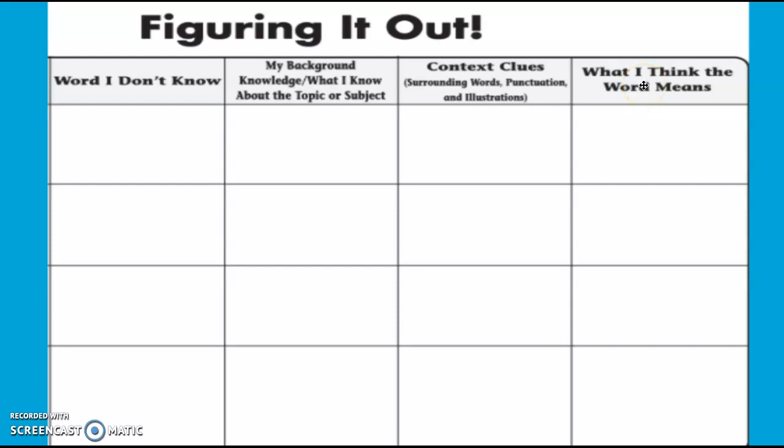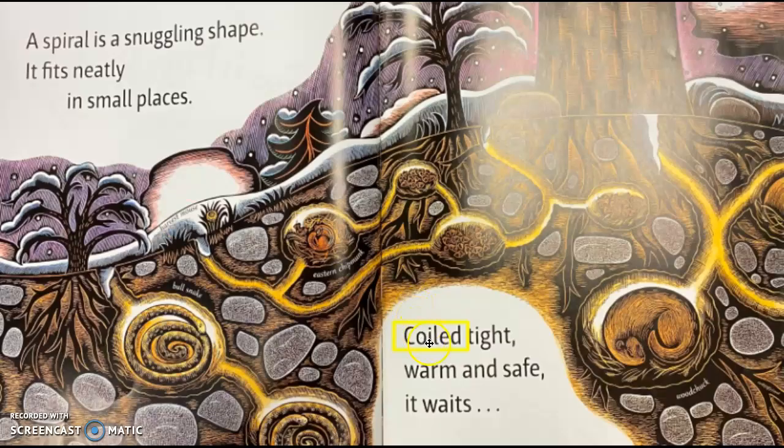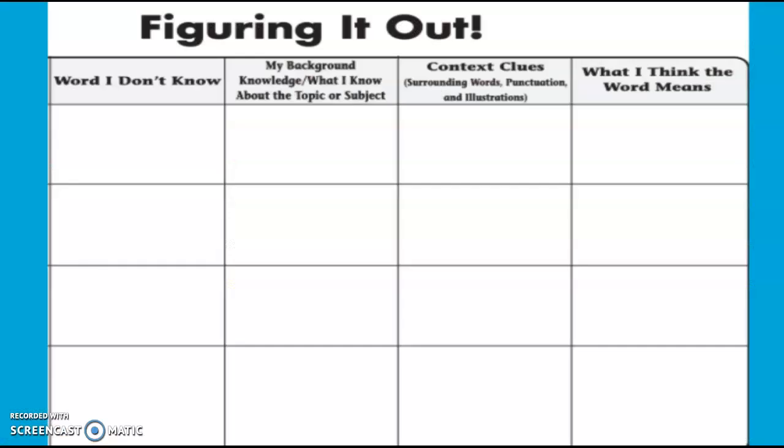But we're going to split this lesson into 2 days. So we are only going to write down the words that we didn't know from this poem on this first column here. So I'm going to go back into our text, and I noticed that I had the word coiled. So I'm going to put coiled in this box right here. Coiled. Make it a little bit bigger so we can really see. All right, so we have coiled.